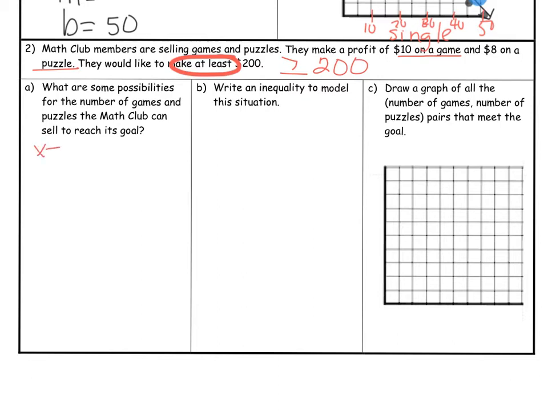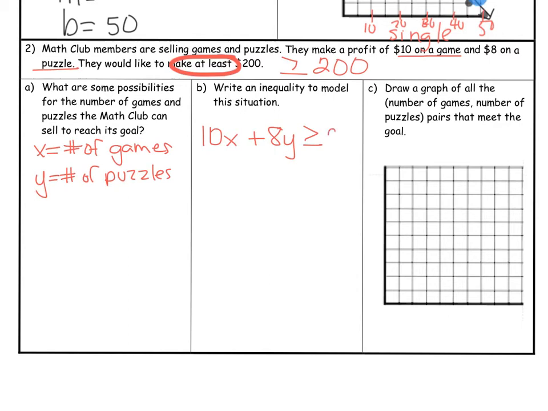So we're going to let x equal the number of games and y equal the number of puzzles. So we're going to write an inequality to model this situation. Each game they get $10 on, each puzzle they make a profit of $8, and they want to make at least $200. So, okay, what are some possibilities for the number of games and puzzles that the math club can sell to reach its goal?